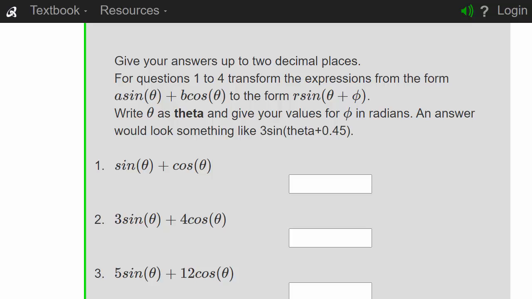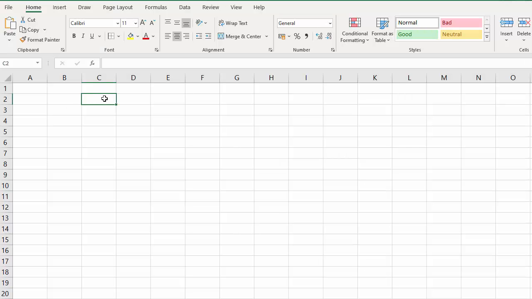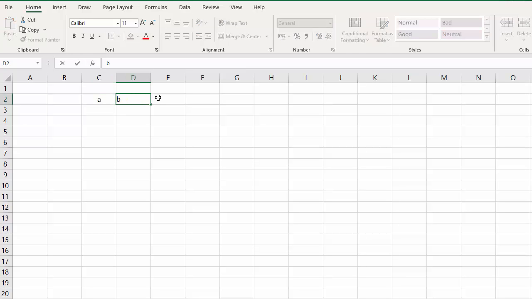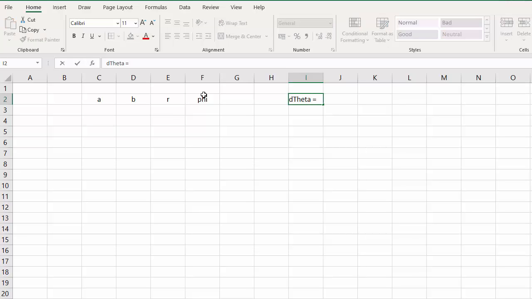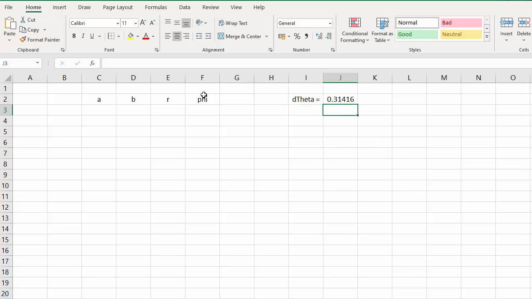What I'd like to do before we do any calculations is to build a model in Excel. So we're going to have a sin theta plus b cos theta. We're going to calculate r and we're going to calculate phi. And I'm going to give myself a constant over here that I'm going to call d theta, and set d theta equal to pi divided by 10. I'm going to draw a graph and then I can use d theta to change the range of the graph.